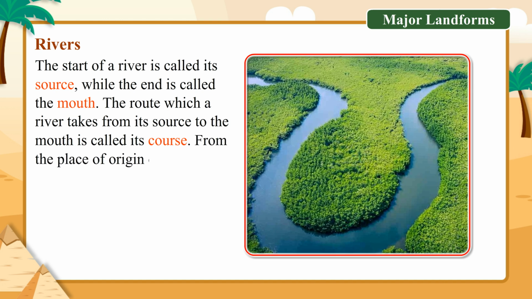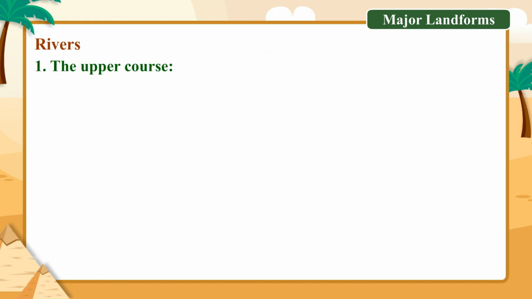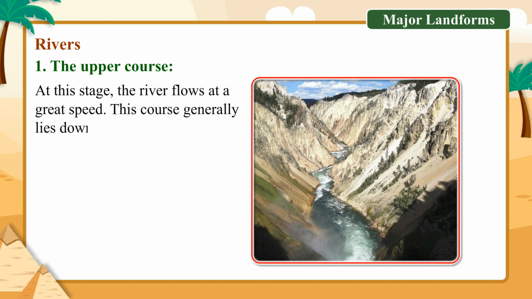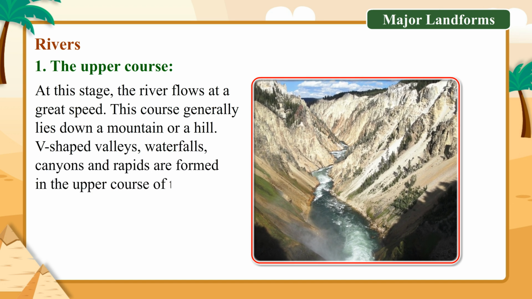From the place of origin of a river to its mouth, it passes through 3 stages. Number 1. The upper course. At this stage, the river flows at a great speed. This course generally lies down a mountain or a hill. V-shaped valleys, waterfalls, canyons, and rapids are formed in the upper course of the river.